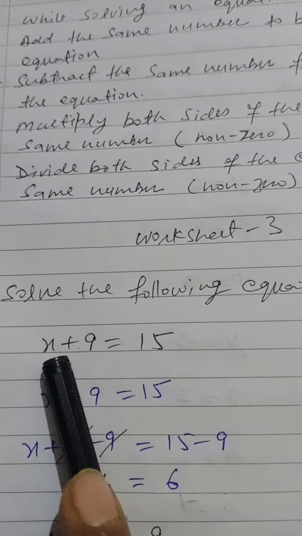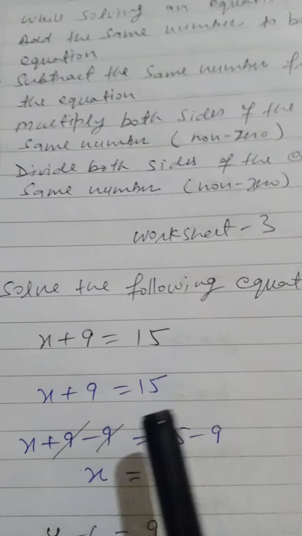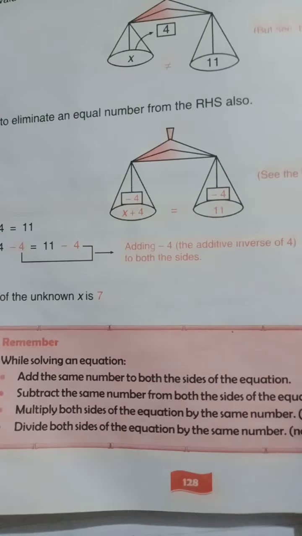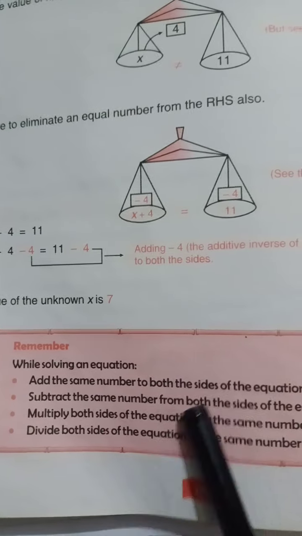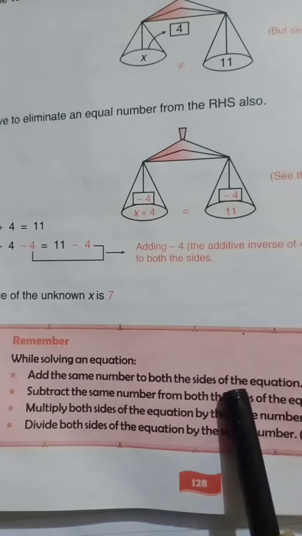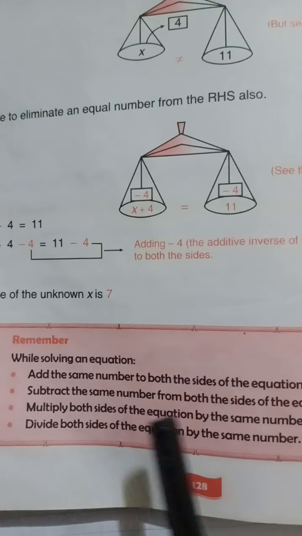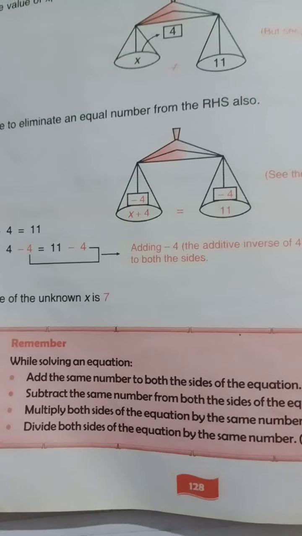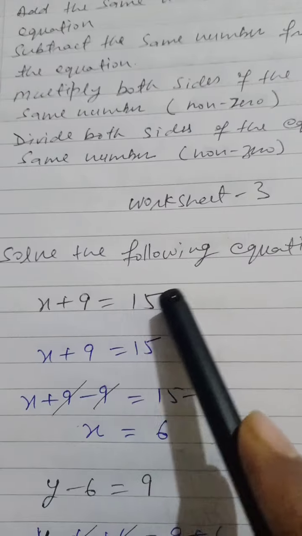See here, the equation is x plus 9 is equal to 15, and one thing we can do is we can apply the same operation to both sides. We can add the same number to both sides, we can subtract the same number from both sides, we can multiply both sides by the same number, we can divide both sides by the same number.